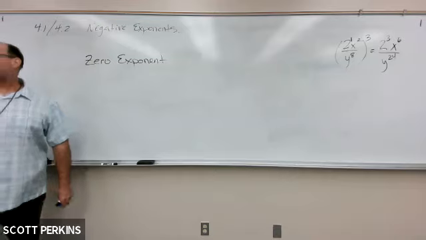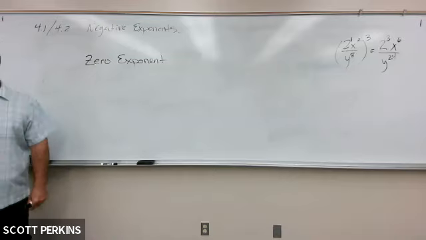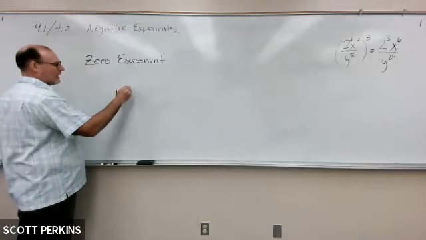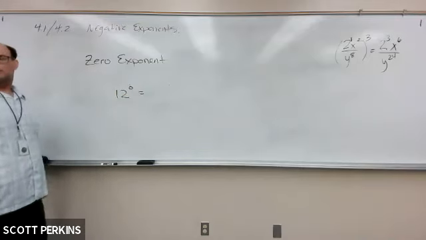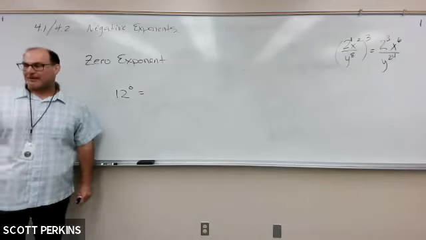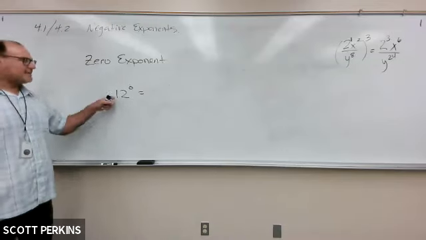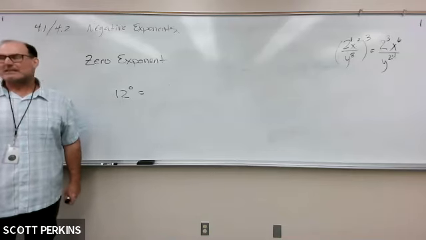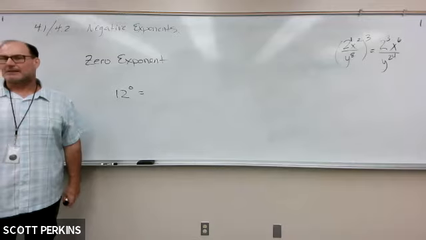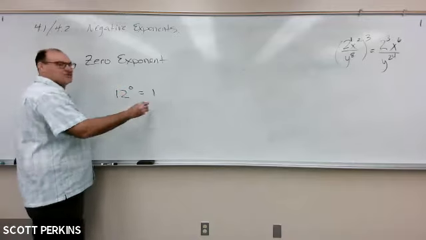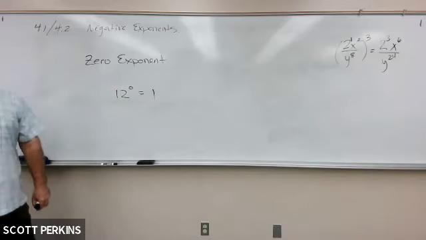A zero exponent. We have an exponent of 0. So for instance, if I have 12 raised to the 0 power, another commonly missed little bit of math trivia. Anything to the 0 power, anybody remember what this is? Yes! Anything to the 0 power is 1. It's always 1. It's not 0.